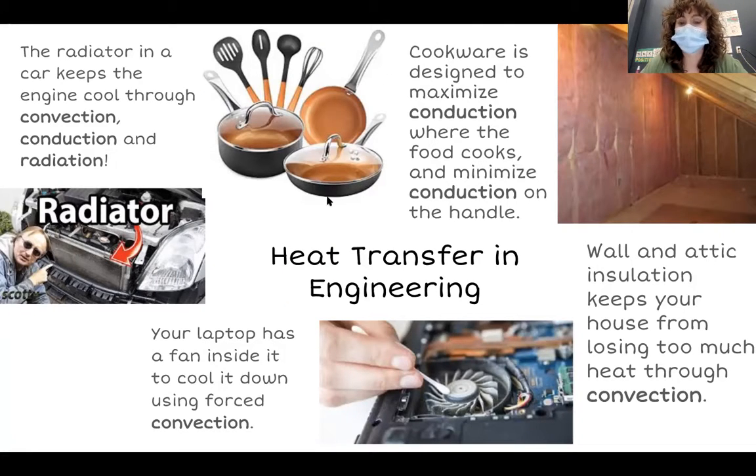Cookware. You want to be a chef? You like to cook? Cookware is designed to maximize conduction where the food cooks. So to transfer heat by touching the food in the main part of the pan or the pot. But it's also designed to minimize conduction on the handle. So in order to not have to use a hot pad and not burn our hands, things like this are designed to not transfer heat up the handle. So different materials are used for the part that cooks the food and the part that you hold, so that you cook the food without burning your hand.